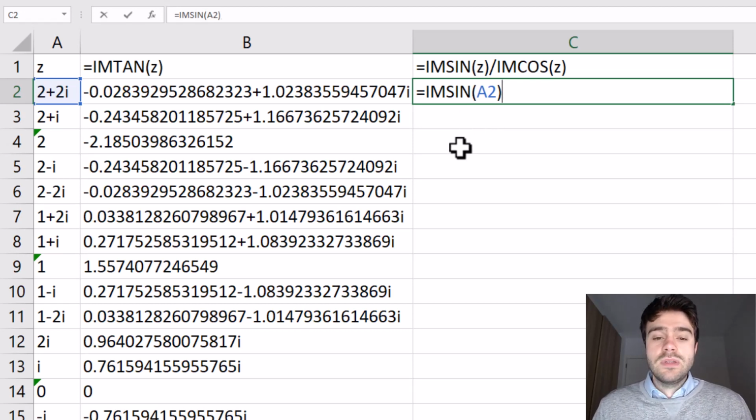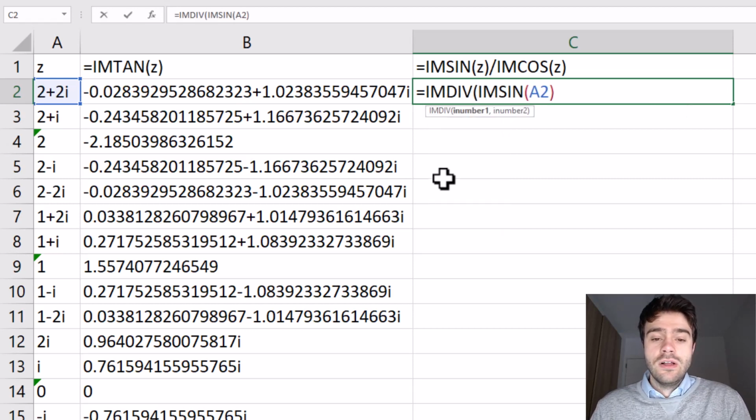Unfortunately, we cannot simply write a division symbol because then we are calculating with real numbers, so that will not work with complex numbers as those are considered as strings. So we need a special formula for this, which is the IMDIV function. The IMDIV function within Excel will return the quotient of two numbers. So basically it divides two numbers.